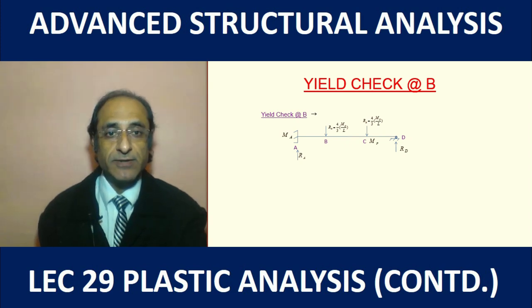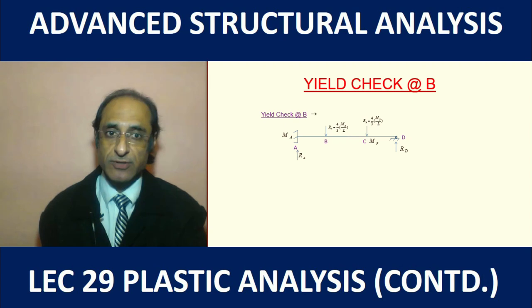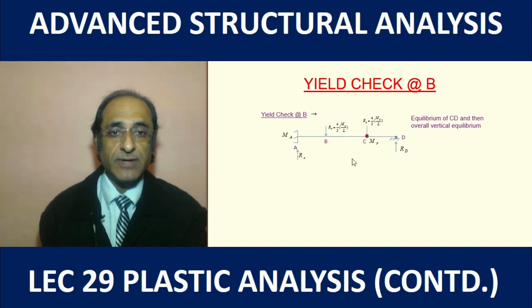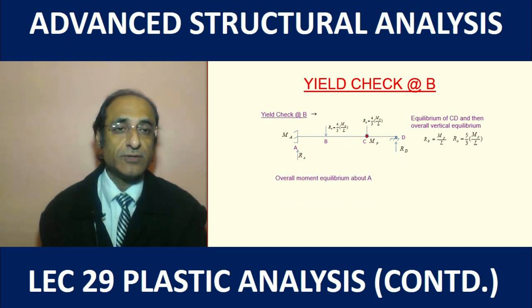So we apply here the loads, and the moment we assume is MP at C. All we have to do now is find the bending moment at A and at B, which we can do very easily by using equilibrium of the whole structure or the parts. We are only assuming that the bending moment is MP at C. If we use the equilibrium of CD and then the overall vertical equilibrium, we can find the reactions RD and RA based on this information. These reactions have to be worked out independently. We don't have to use the previous results.